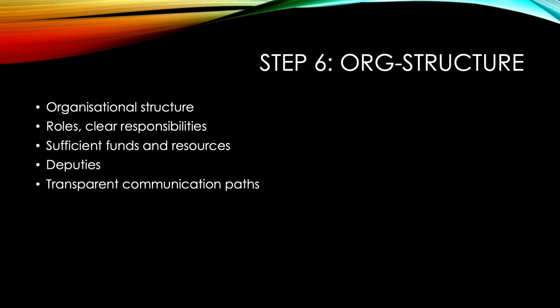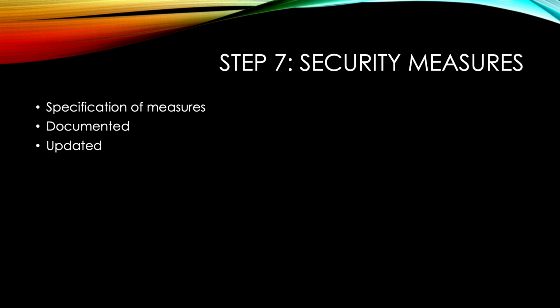Step 7. Specification of security measures. During the security process, appropriate security measures have to be specified for all information processing processes. All measures have to be documented and updated regularly.